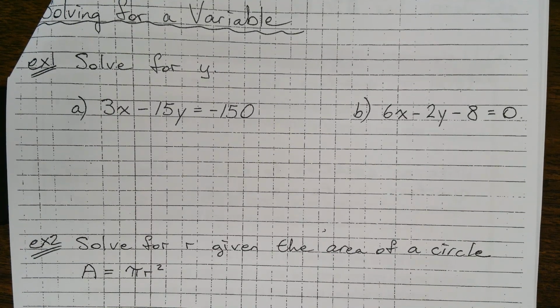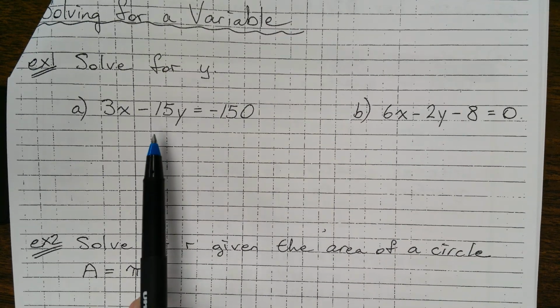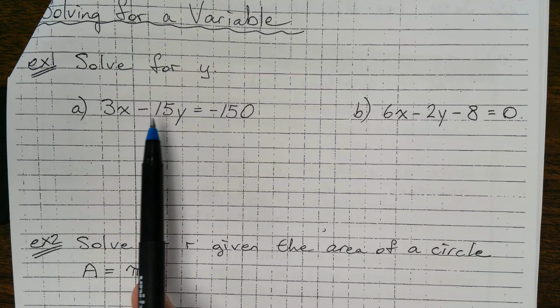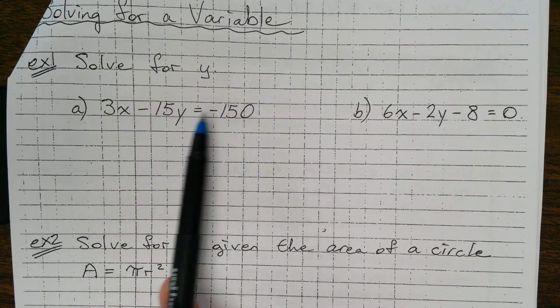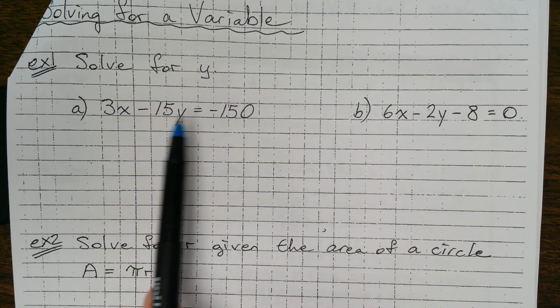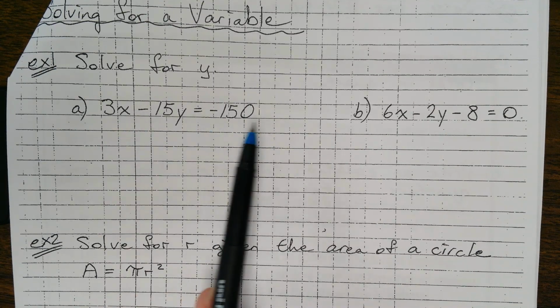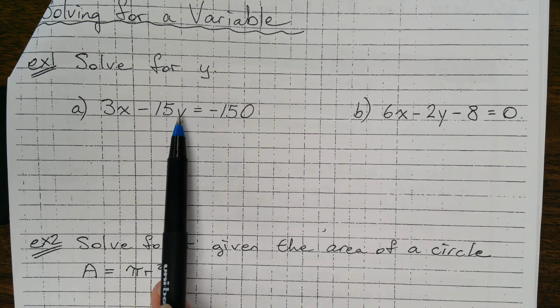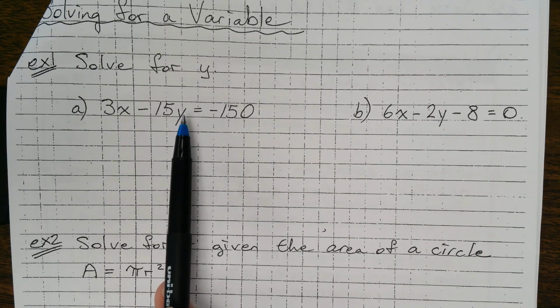Okay, so notice this. Copy down the example. What's different in this equation to the ones that we've been working on? Two variables, right? So you have an x and a y. So how do I know which one I'm solving for?